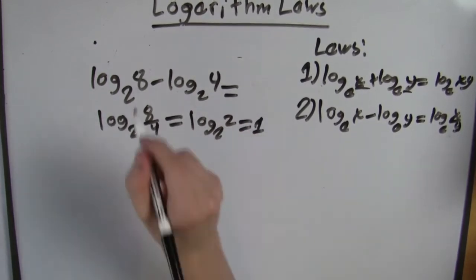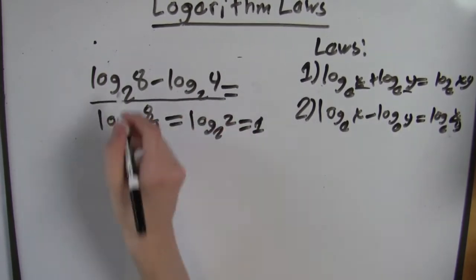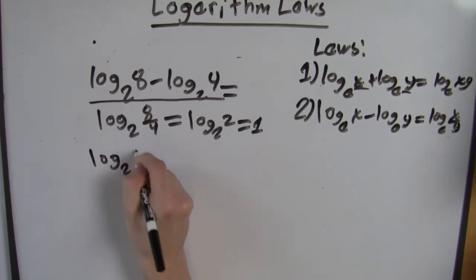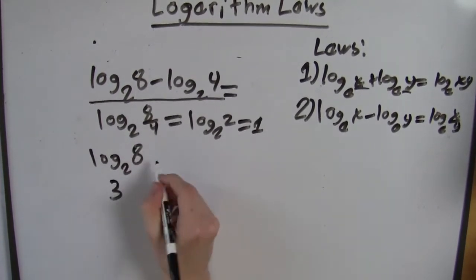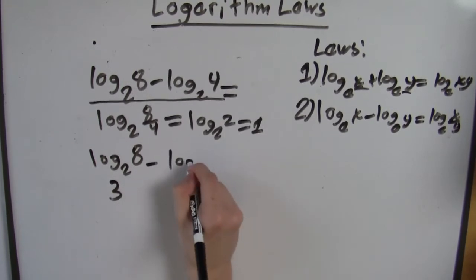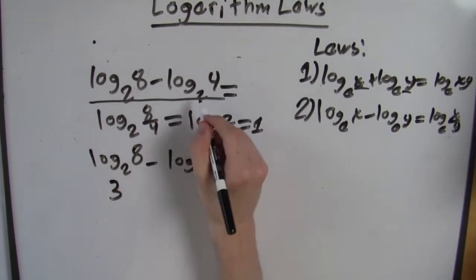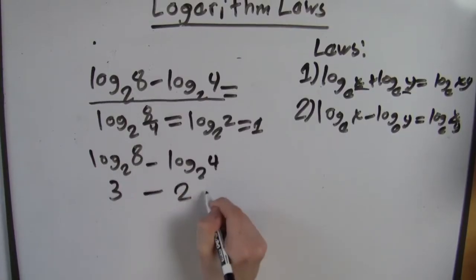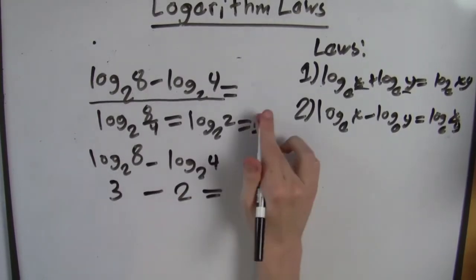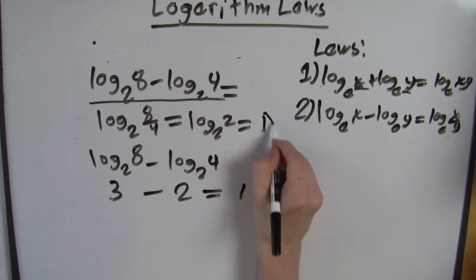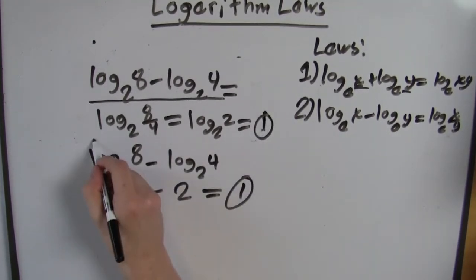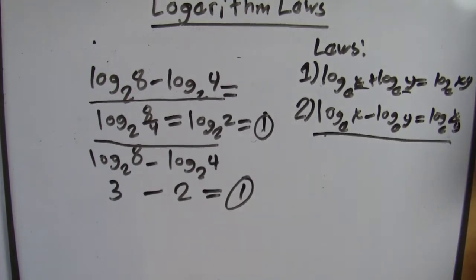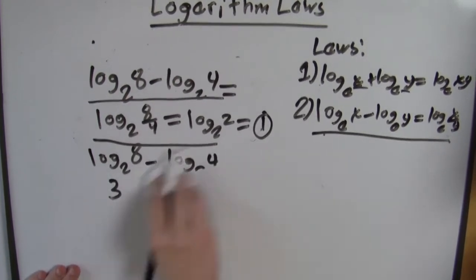Now, just to check our work, we'll do this the old-fashioned way. What power do we have to raise 2 to get 8? 3. What power do we have to raise 2 to get 4? We have to square it. And sure enough, we do get 1. Our answers match. So this tells us that this relationship is valid. It does indeed work.